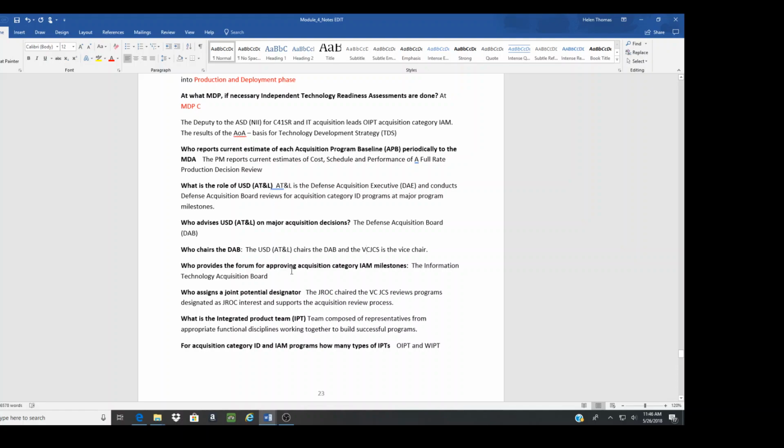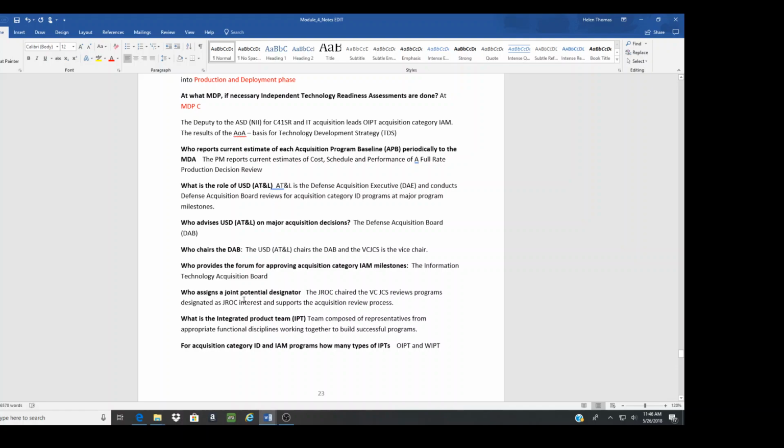Who provides the forum for approving acquisition category 1AM milestones? These are your information automation systems. So this is your Information Technology Acquisition Board. Just like you have a Defense Acquisition Board, you also have an Information Technology Acquisition Board to go over the acquisition category 1AM programs.